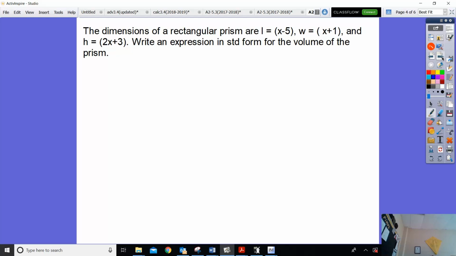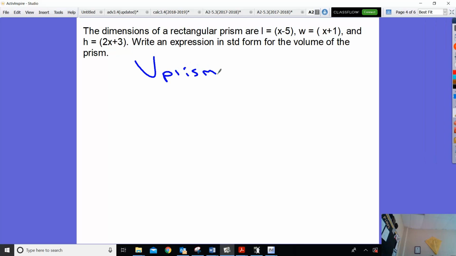All right, this one is about writing an expression for the volume of a rectangular prism. It's exciting stuff. Think back to 8th grade and tell me how you find the volume of a prism. Length times width times height. That's how volume is found for a prism. The volume of a prism is the length times the width times the height.